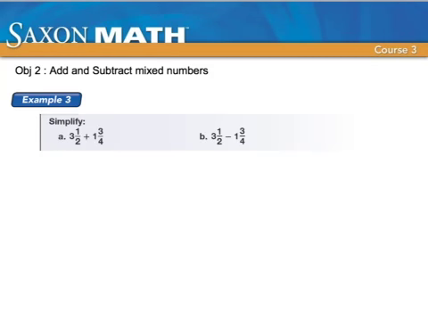Okay, now we're on our second objective, add and subtract mixed numbers. There are two different methods that we can use to solve this. So instead of putting steps for each one, I'm going to show you both of them. Okay, so we'll start with A. We'll rewrite the problem. 3 1/2 plus 1 3/4.